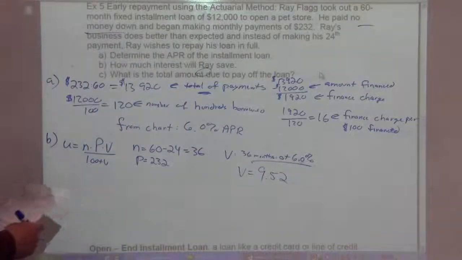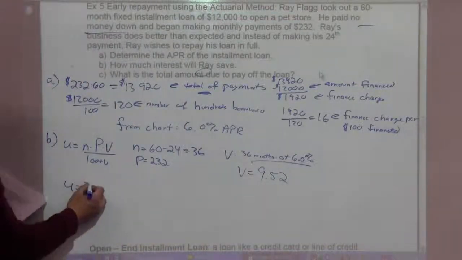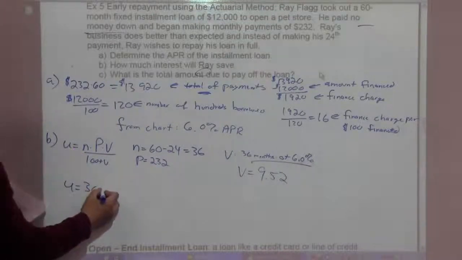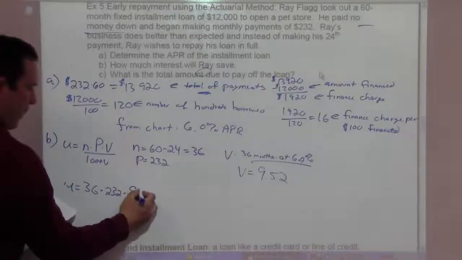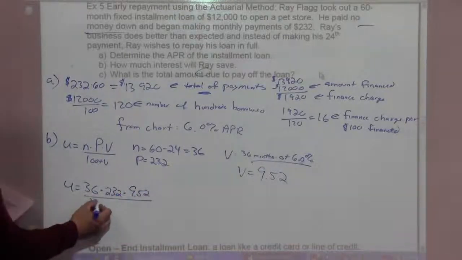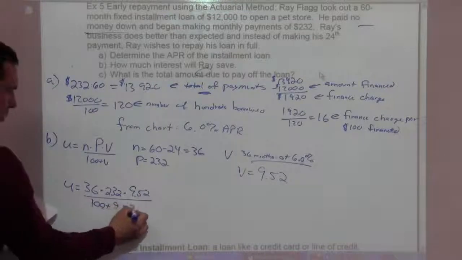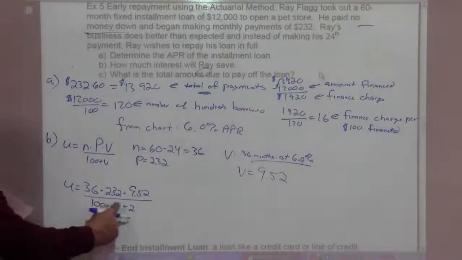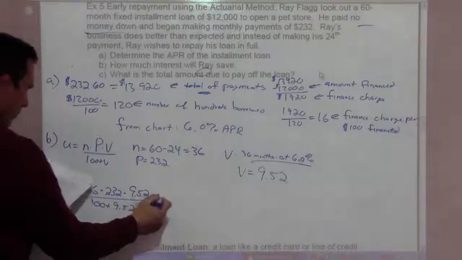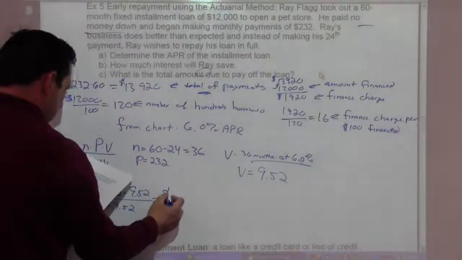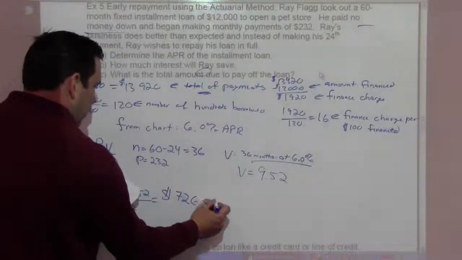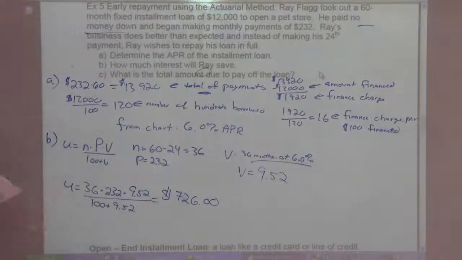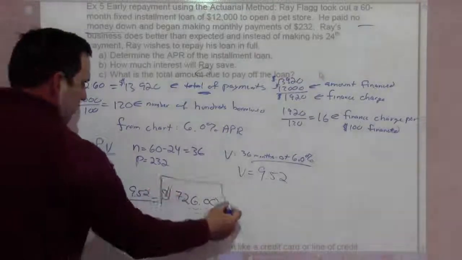Okay. So U would be equal to 36, the number of payments left, times 232, times our V, 9.52, divided by 100 plus 9.52. Remember your denominator, you should do that in parentheses because you're adding in the denominator. And that gives us $726. So this is the interest he'll save.